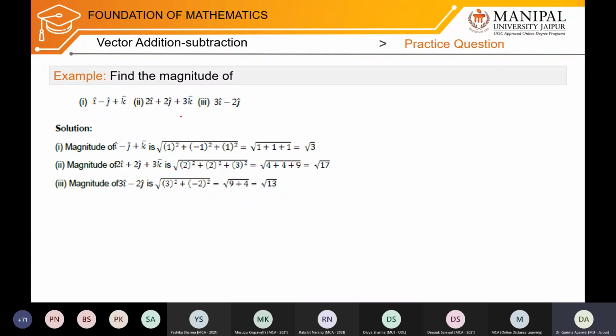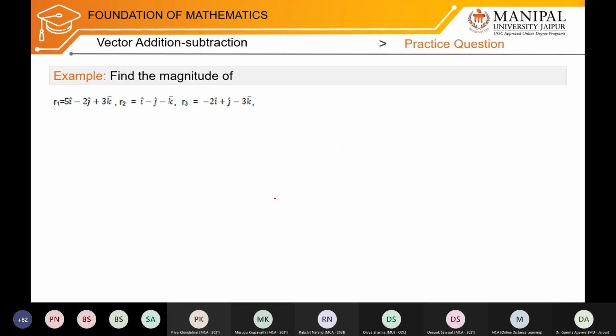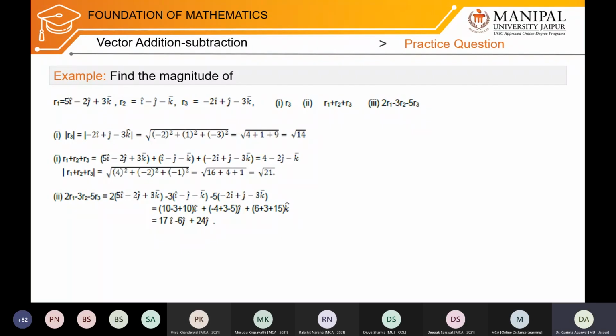Here we have two examples based on the magnitude of the vector. I cap minus j cap plus k cap. So the coefficient of i cap is 1, coefficient of j cap is minus 1 and coefficient of k cap is 1. So just square and add and take the square root, then it is root 3. Similarly, 2 square plus 2 square plus 3 square. This is the end, root of the addition. That is the magnitude of the second vector. Similarly, root of 3 square plus minus 2 square, that is root 13. Clear?